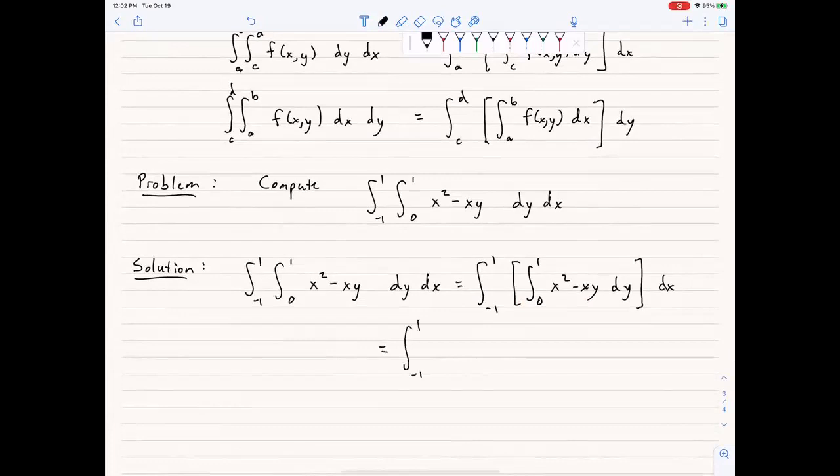I'll leave everything outside the parentheses alone, and I'll just integrate with respect to y. So here I will get x squared y minus x y squared over 2, and I'm going to evaluate that from y equaling 0 to 1. Then whatever I get, I'll integrate the result afterwards with respect to x. I highly recommend, certainly when you're starting out with these, to really write the variable here, not just go from 0 to 1, because it's easy to forget which variable you're evaluating.